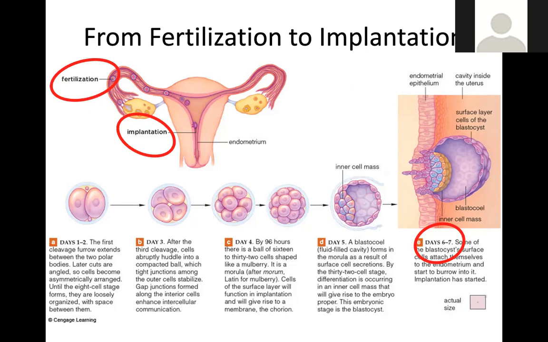Then at day 3, after the 3rd cleavage, cells abruptly huddle into a compact ball, which tight junctions among the outer cells stabilize. Tight junctions is another word we've seen before. This is kind of that space between the 2 cells.